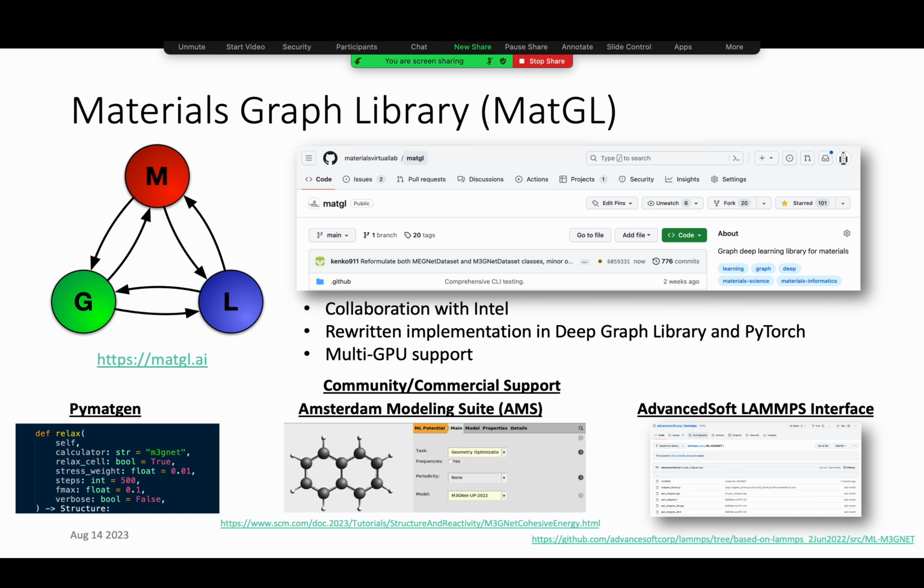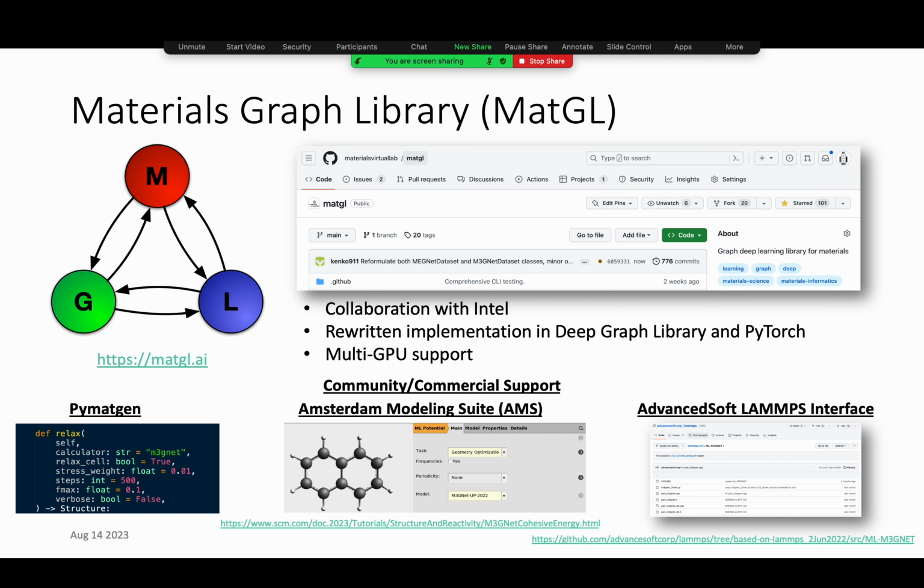Now, since the publication of our work, there has been quite a bit of interest from the community. I myself am the developer of Pymatgen, so I actually integrated M3GNet into Pymatgen itself. So what this means is that today you can generate some hypothetical crystal structure, you can use M3GNet to relax it, and if you feel like it, you can do a DFT calculation afterwards.